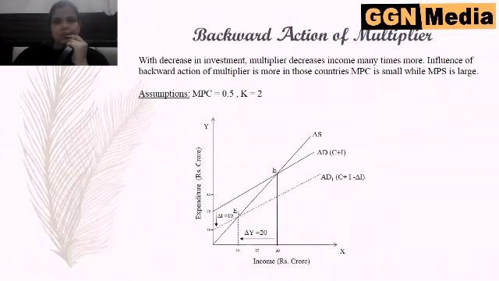Backward action of multiplier means with decrease in investment, multiplier decreases income many times more. Influence of backward action of multiplier is more in those countries where MPC is small and MPS is large. Again, we'll assume the same assumptions. MPC is equal to 0.5. As a result, the multiplier is equal to 2. It means we need to show with decrease in investment, income decreases 2 times more.